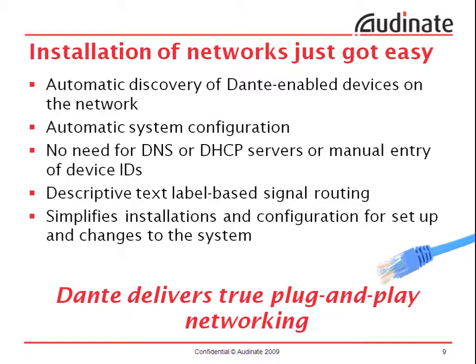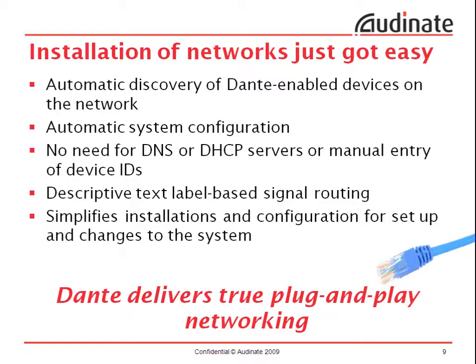Dante does this automatically so that the user doesn't ever have to deal with IP addresses or other pieces of arcanery to get the network up and running. Automatic configuration ensures that addresses don't conflict, which is always a potential hard-to-debug problem when manually configuring networks. A Dante network can be completely unmanaged, so a simple network of a few devices connected to a switch will automatically configure itself without needing any kind of IT infrastructure, like a DNS or DHCP server, and also without needing manual entry of device IDs or addresses.